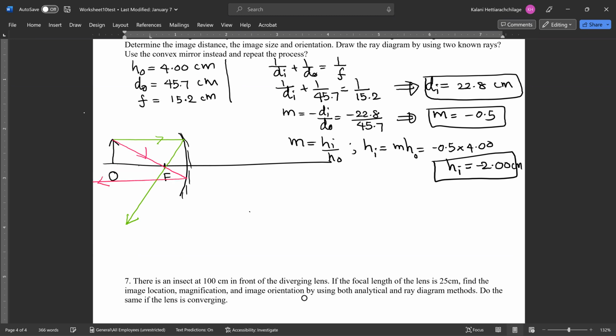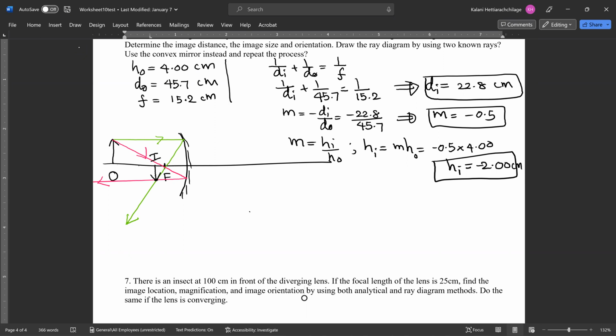So now I found the image tip point somewhere here, right? And then you're going to draw your image location in here. So now you see it is inverted. And if you measure the distance, it will be 22.8, and the image size is half of the object size, almost the same, right?